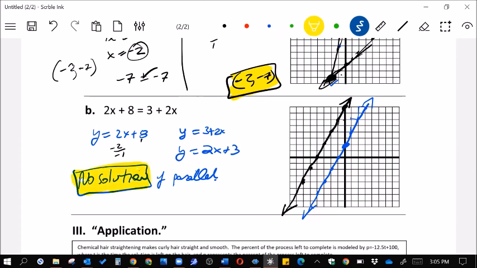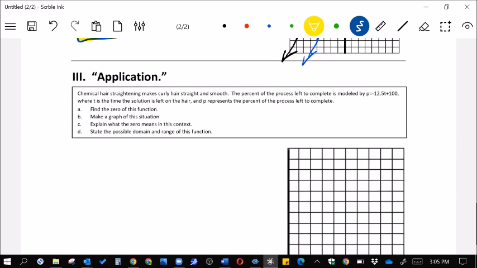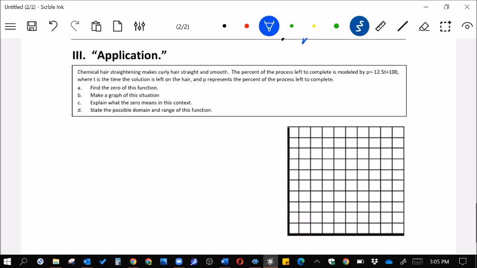Okay. Now let's look at an application problem. This has to do with hair straightening. Using chemicals to straighten hair will make curly hair straight and smooth. There's a process that has to be completed, and the percent that's left to complete as time continues, there's less to do. This is the equation for it.